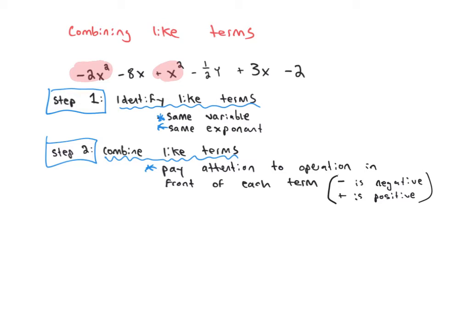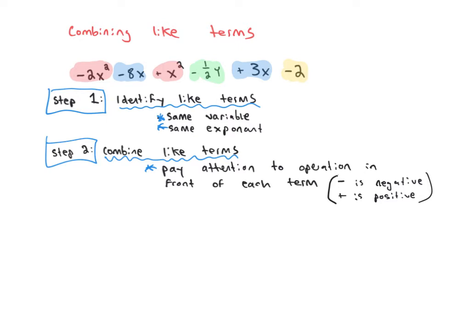Next, I'm going to go to my negative 8x. I cannot combine that with my negative 1/2 y because they have different variables, but I can combine it with my positive 3x. And then my y term is the only one of its kind, and my constant is the only one of its kind, so there's nothing to combine those with. And now I can move on to step 2, where I begin combining my like terms.